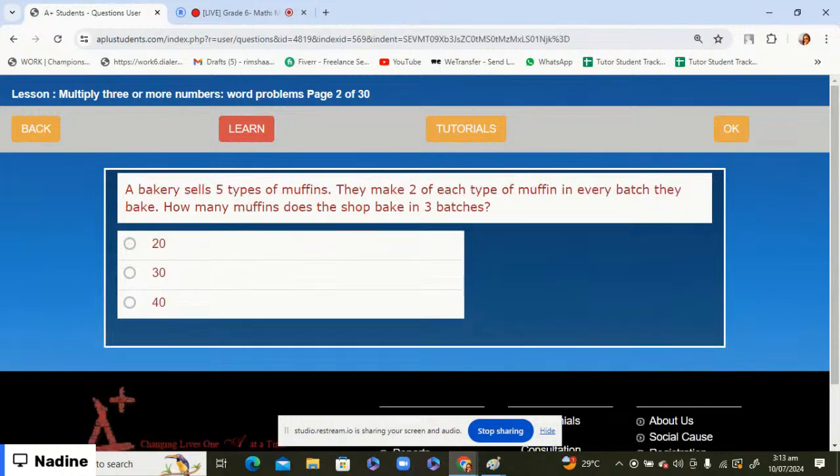Okay, now you solve this next question. I am not solving it now. You tell me what is the answer of this one. A bakery sells 5 types of muffins. They make two of each type of muffin in each batch they bake. How many muffins does the shop bake in 3 batches? So it means 5 times 2 times 3.